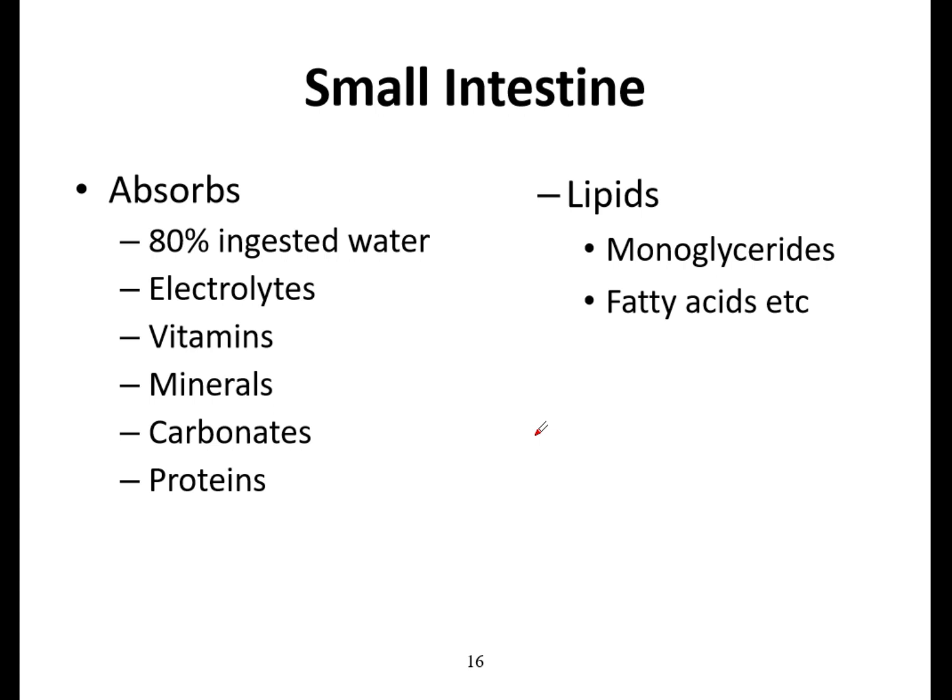Next, in the absorption part, 80% of ingested water is absorbed. Electrolytes are also absorbed, vitamins are absorbed, minerals are absorbed, carbohydrates and proteins are also absorbed in the small intestine. And for lipids, it is the monoglyceride and fatty acid. These are the absorption functions of the small intestine.